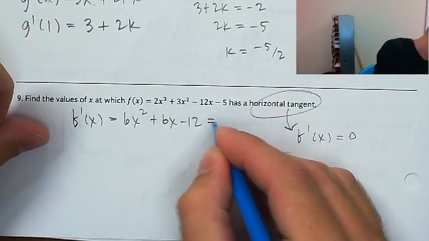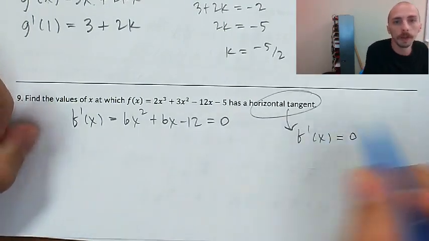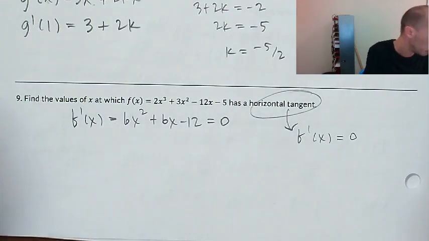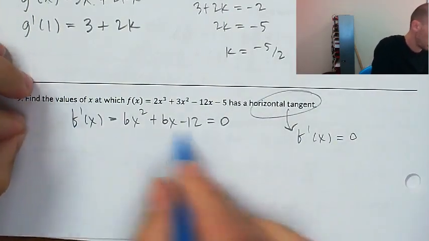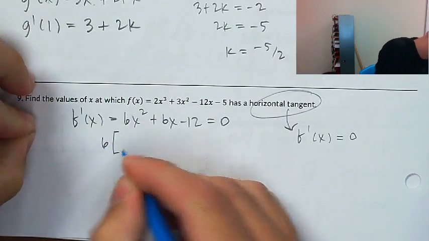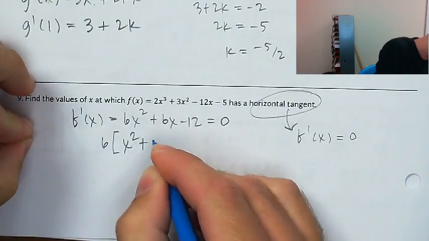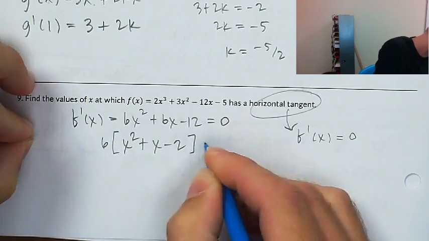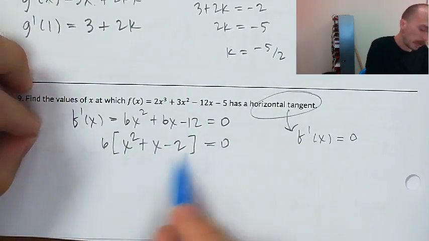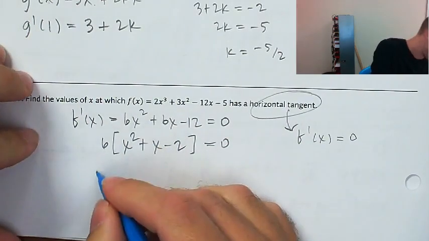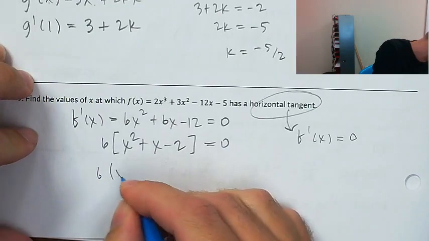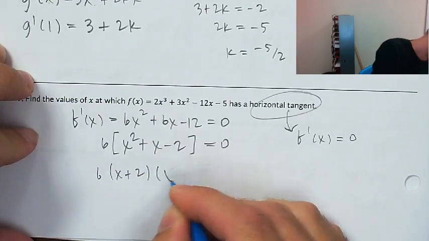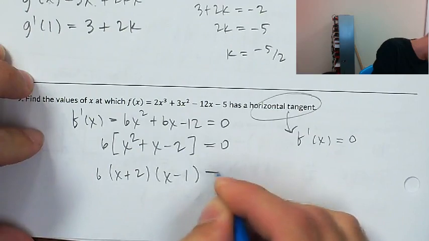And we're going to need to set this equal to 0. And if this is a polynomial set equal to 0, the next step is to factor, right? And so I see a 6 common to all of these, and so that might make my life a little easier. X squared plus x minus 2. And then, okay, yeah, I can factor the things in the square brackets. That would be x plus 2 times x minus 1.